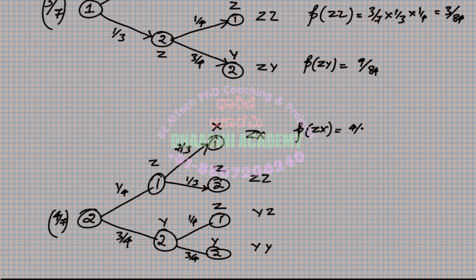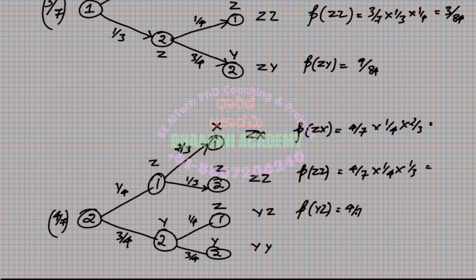You have 4 by 7 into 1 by 4 into 2 by 3. So P of zz is equal to 4 by 7 into 1 by 4 into 1 by 3. Then P of yz is equal to 4 by 7 into 3 by 4 into 1 by 4. And the probability of obtaining yy is equal to 4 by 7 into 3 by 4 into 3 by 4.